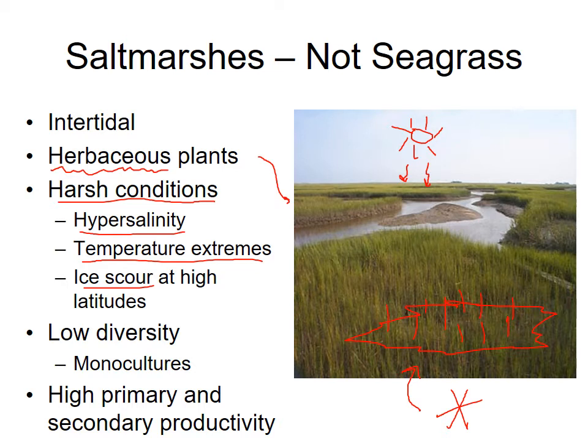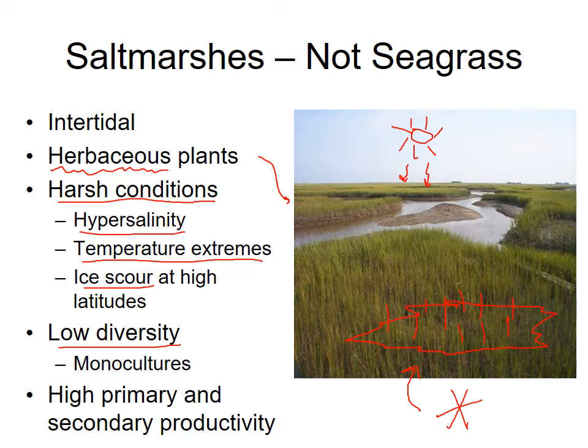So because of the harshness of the intertidal environment, there aren't that many different species that can live as plants in this habitat. And so salt marshes have low diversity. It's similar to the reason that estuaries overall have low diversity, because of these fluctuating extremes of conditions.